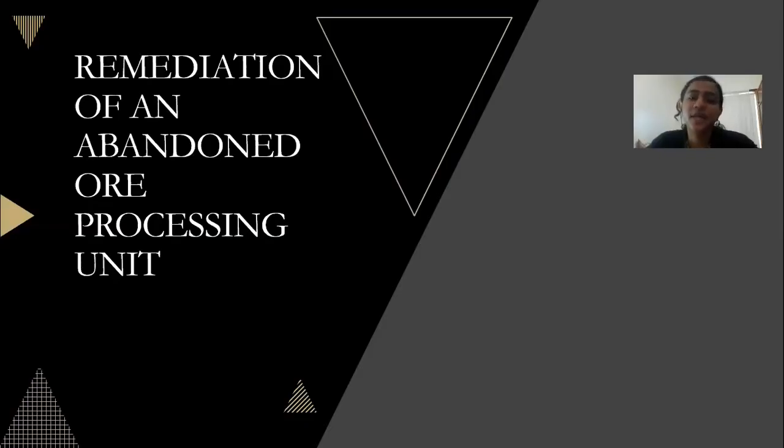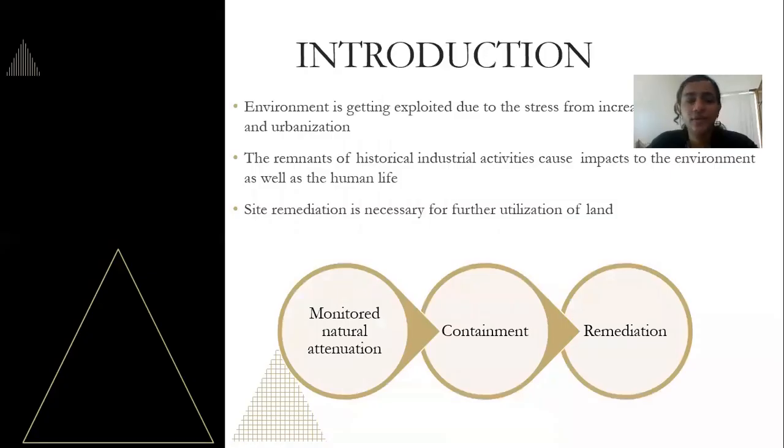Here we are going to discuss the site remediation strategies that we have proposed for an abandoned ore processing unit. As we all know, the environment is getting exploited due to the stress from increasing population and urbanization. The impacts are created by the consistent change in the lifestyle of people and the pressure on the existing natural resources. The remnants of historical industrial activities cause impacts to the environment as well as human life that can impede the further utilization of land.